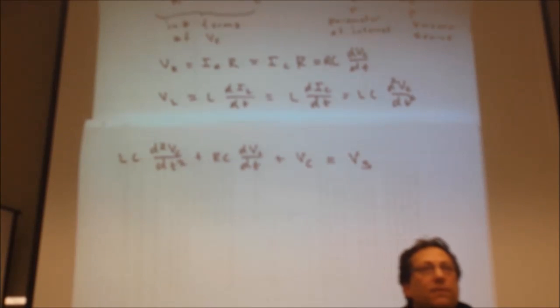And now we can do our substitution. LC d²VC/dt² plus, where are we? You guys are letting me forget things. Plus RC dVC/dt plus VC equals V source. And lo and behold, what do we have? We now have a second order differential equation. Good times. And I'm going to rewrite this on a separate piece of paper in a slightly different presentation. And that will have meaning later.